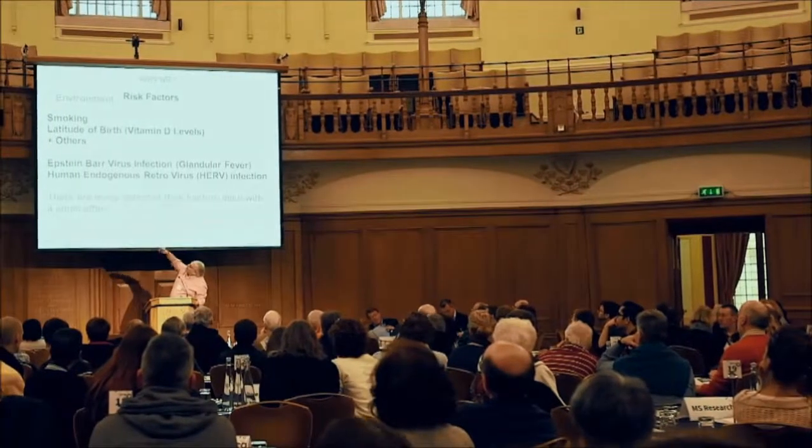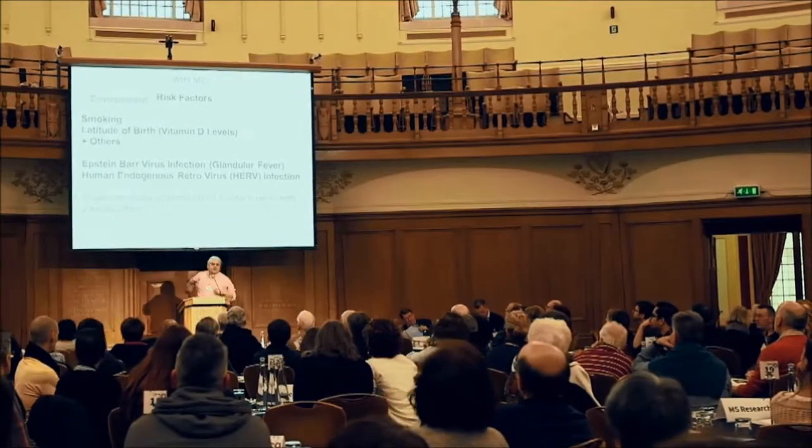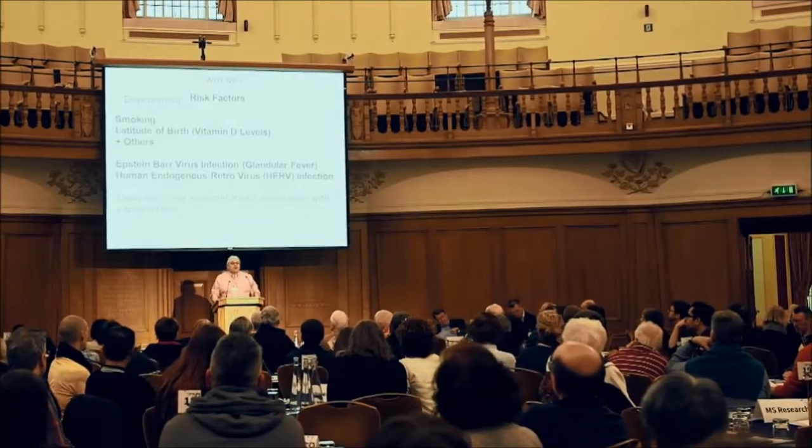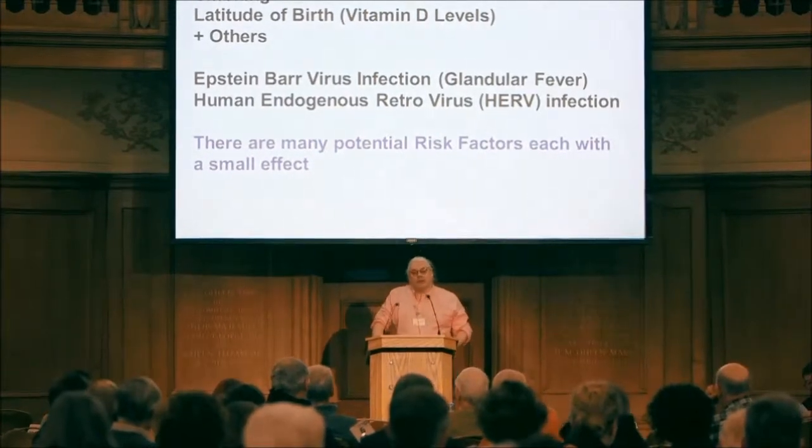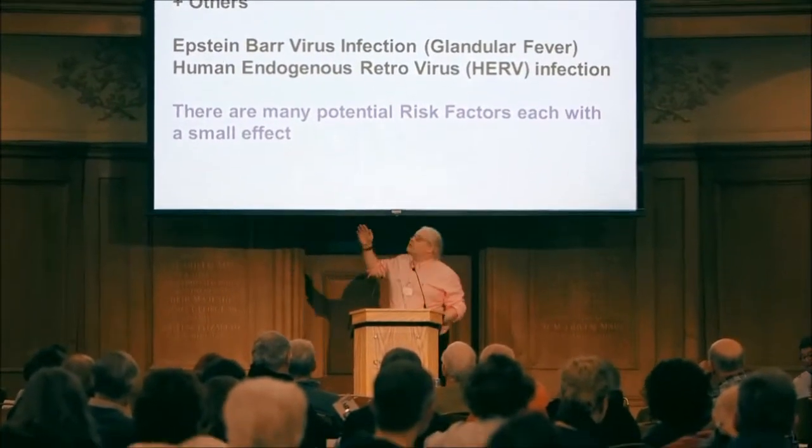There's another thing called human endogenous retrovirus, which is a virus that is in our genome. All of us have that. So it could be a very, very common trigger, and some of those things we can't do much about. One of the things you can do is smoking. You can make sure that your children don't smoke, and that will cut their risk of getting MS by a half. So, how do we describe MS?